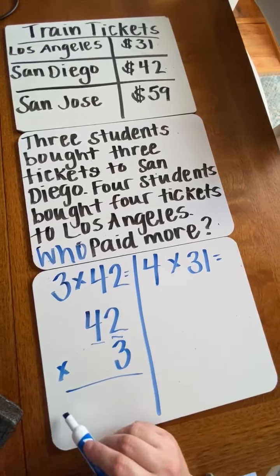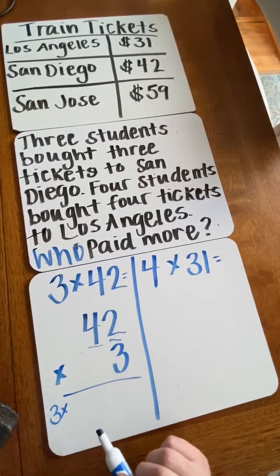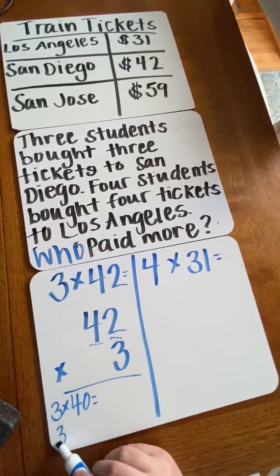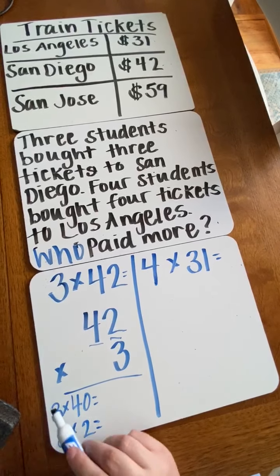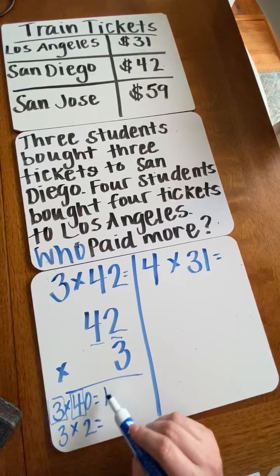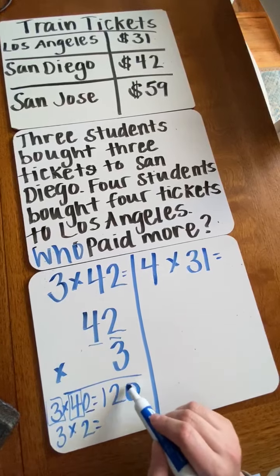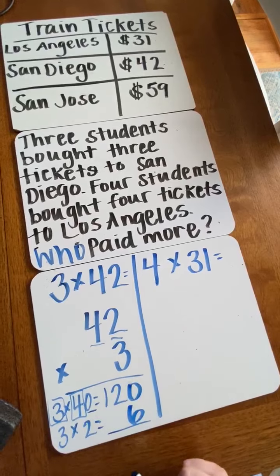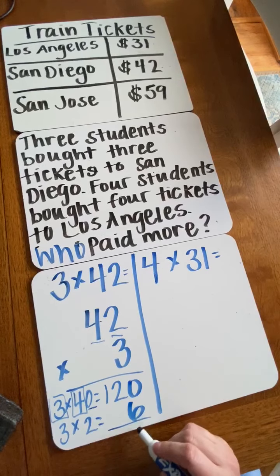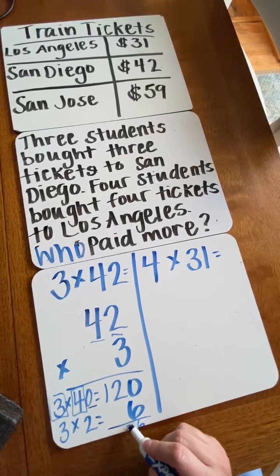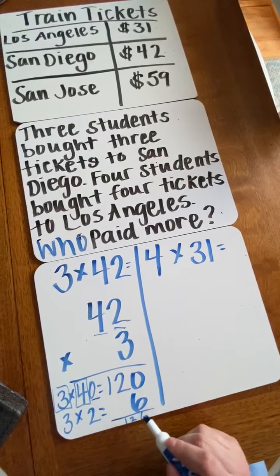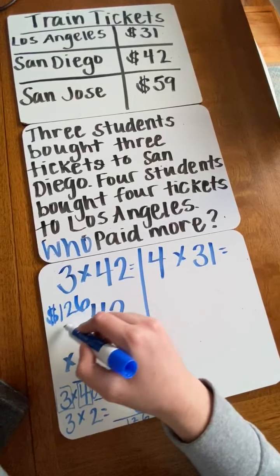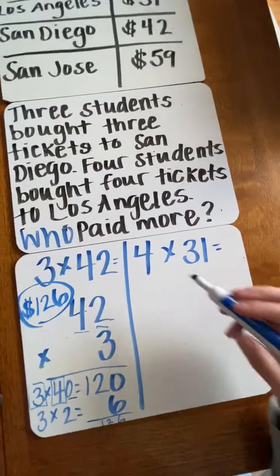So it's a 2-digit number. I'm going to do 3 times, the 4 is in the tens place, so times 40. And then 3 times 2. So I have 3 times 4 is 12, and I have my 0. Then I have 3 times 2 is 6. I'm going to add those up, and I'm going to get 0 plus 6 is 6. Bring down my 2, bring down my 1. Super tiny there. My answer here is going to be they paid $126.